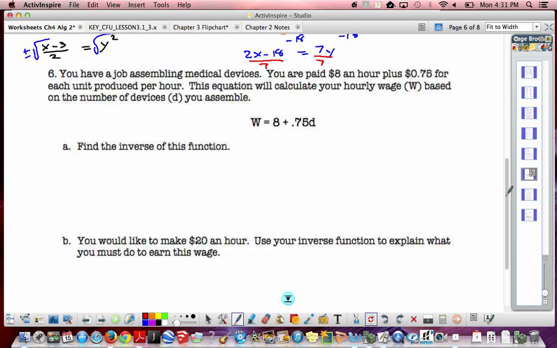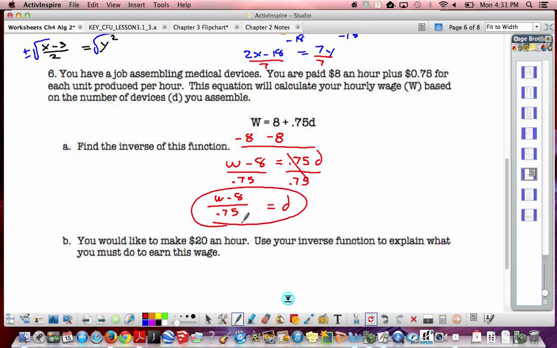So to do that, we don't actually do any interchanging of any of the variables, we just solve for the other variable. So I'm going to subtract 8 from both sides. So we get W minus 8 equals 0.75D. Divide both sides by 0.75. And we have D. D is equal to W minus 8 all over 0.75. And we have it in terms of the number of devices you assemble.